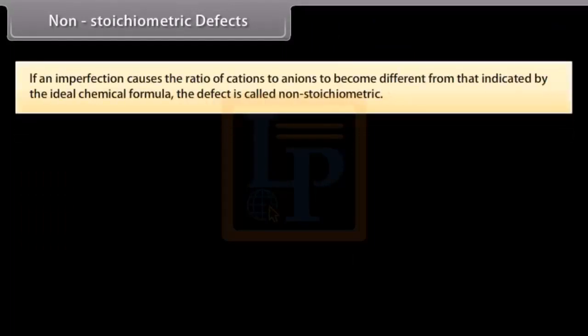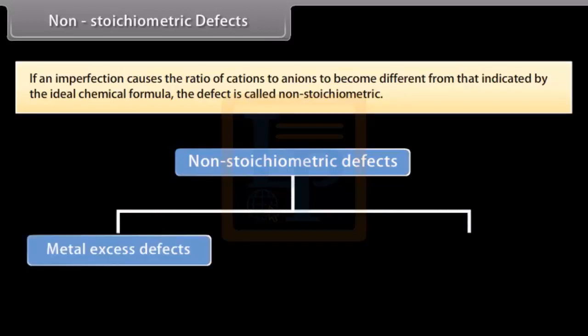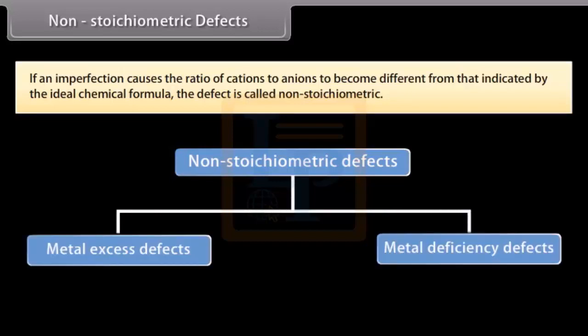Non-stoichiometric defects. If an imperfection causes the ratio of cations to anions to become different from that indicated by the ideal chemical formula, the defect is called non-stoichiometric. These are two types: metal excess, metal deficiency.